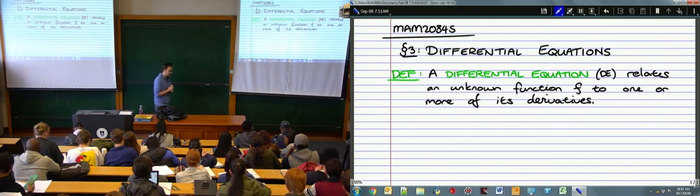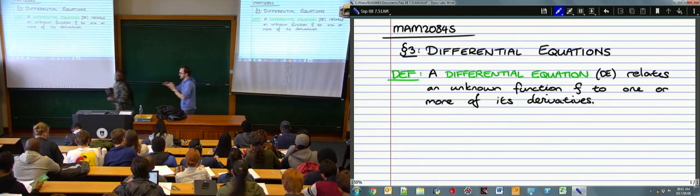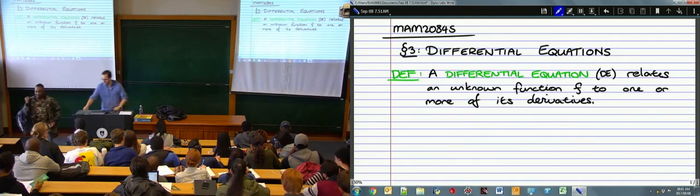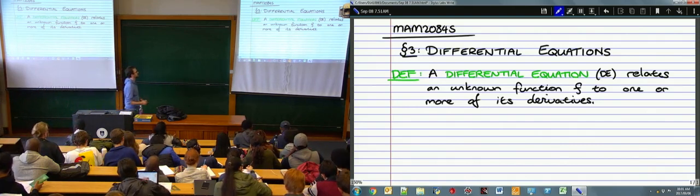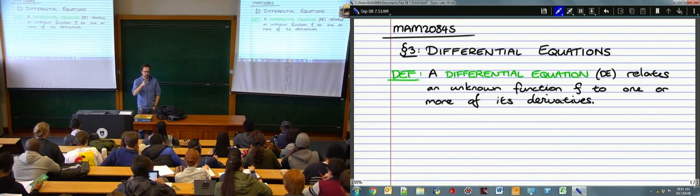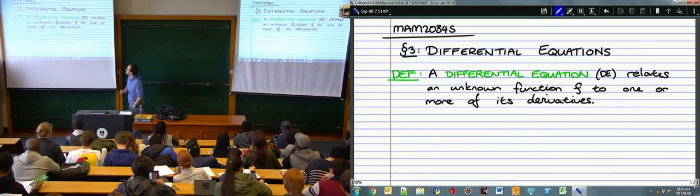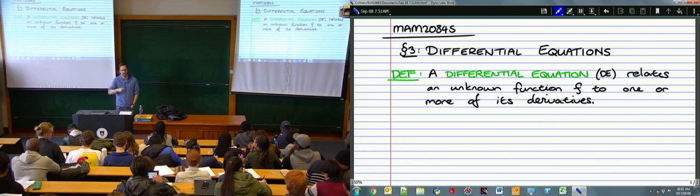And one of the first things that we're going to need to do when we look at differential equations is decide what type of differential equation we're looking at. Right? Because different types of differential equations can be solved in different ways. And there are really a couple of important things that we look for when we are trying to classify them. Right? So the first distinction that we make is between ordinary and partial differential equations.